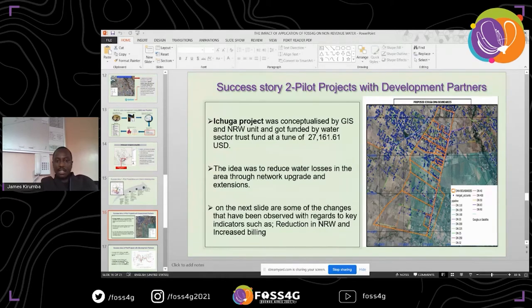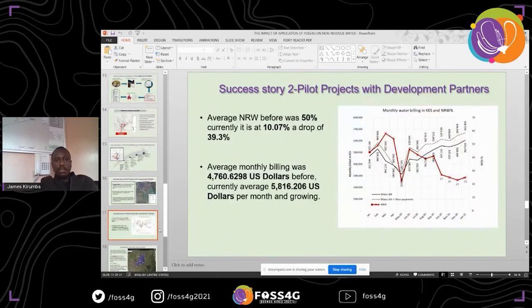On the next slide are some of the changes that have been observed with regards to key indicators, such as reduction in non-revenue water and increased billing. On the map here, you can see we have some customers mapped on that area, as well as the boundary of the project area and the pipes within that project area.